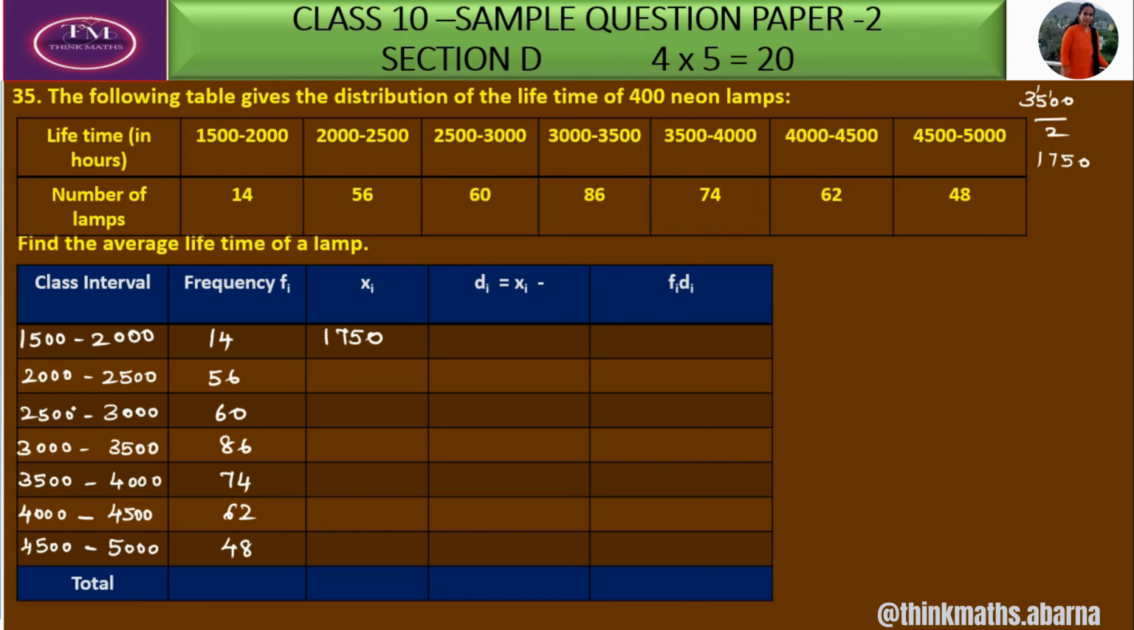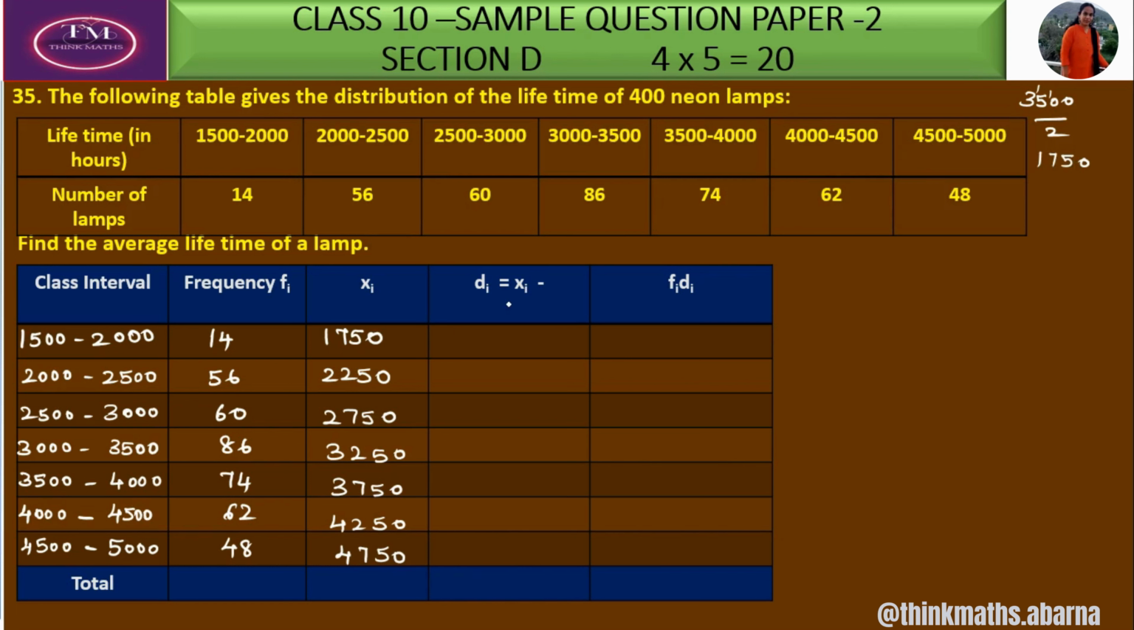Again, you need not add and divide by 2 every time. What is the class length here? 1500 to 2000, so 2000 minus 1500 is 500. So 500 is the class length. Just add 500 to it. If you add 500 to this, you will get 2250. With this 500, 2750. Next 3250, 3750, 4250 and 4750. So this is the value of xi.